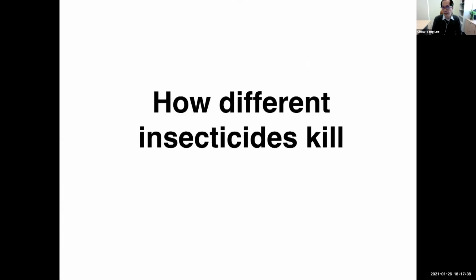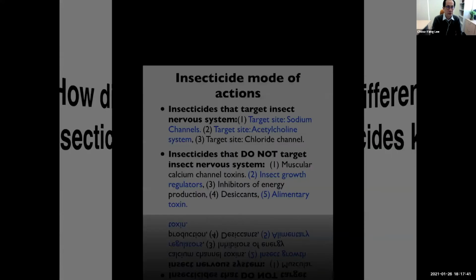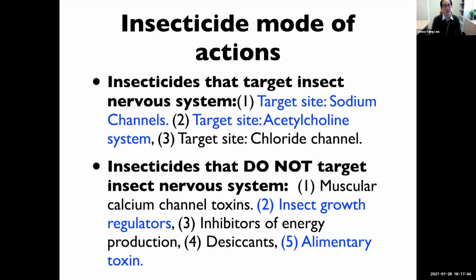So let us look at how different insecticides kill. If we were to divide insecticides, we can generally divide them into 2 main groups. The first one are the ones that target the insect nervous system, and the second one are the ones that do not target the insect nervous system. Within the ones that target the nervous system, we're going to discuss just the ones that target the sodium channel and also the ones that target the acetylcholine system. For the ones that do not target the insect nervous system, we're going to discuss insect growth regulators or IGR, and also the elementary toxin.